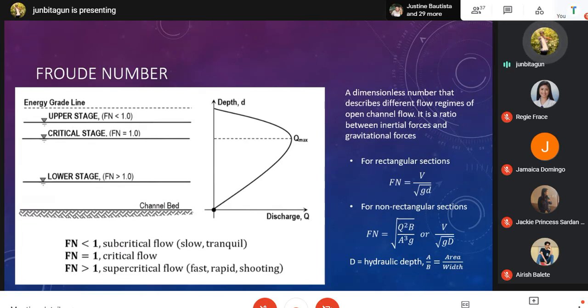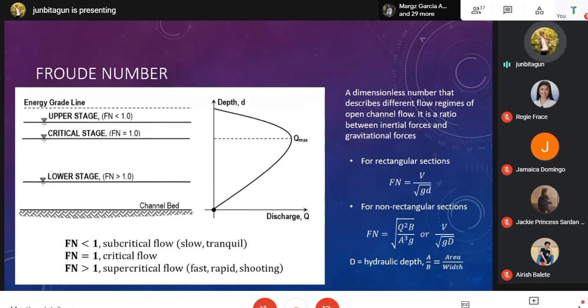Okay? That is when the velocity and the gravitational forces of our water are equal. So how do we get that? Two equations. We have the Froude number for a rectangular section. That would be velocity over the square root of gravitational acceleration times D, okay? That's 9.81 meters per second squared. Then D is the depth of the fluid on that particular cross section.